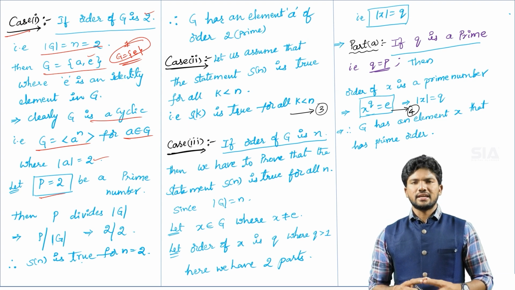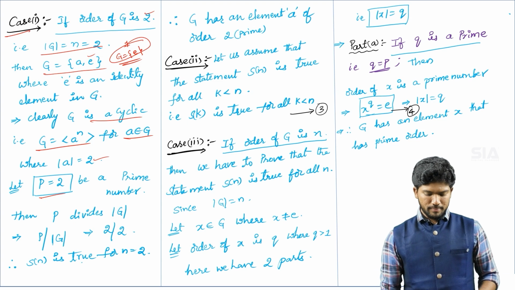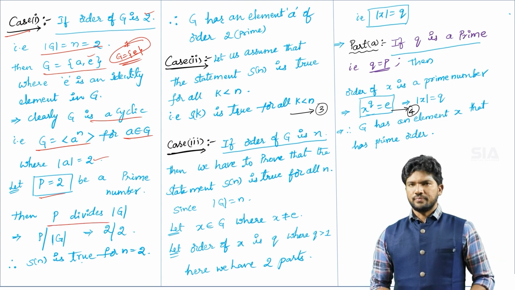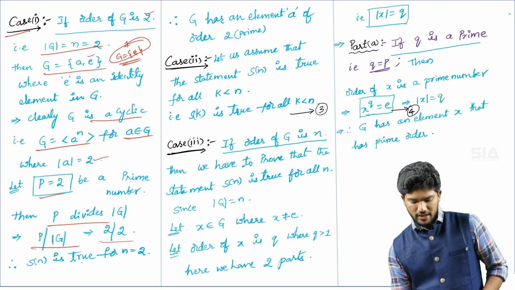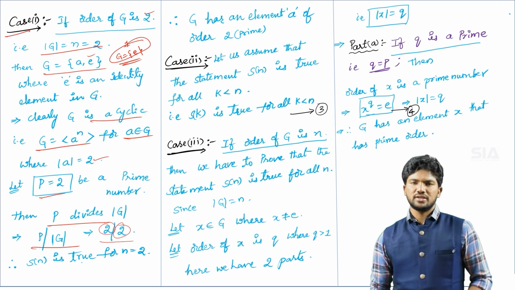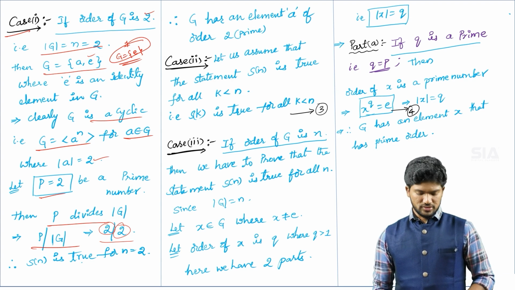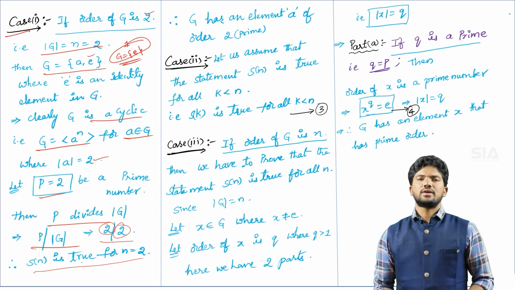So now I am taking one prime number, P is equal to 2, the starting prime number. Then P divides the order of the given group in case 1. Therefore P divides mod G, that implies here 2 is the prime number and this 2 is the order of the group. 2 divided by 2 gives remainder 0. Therefore S of n is true whenever n is equal to 2.